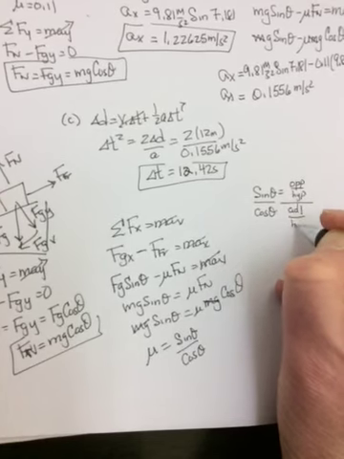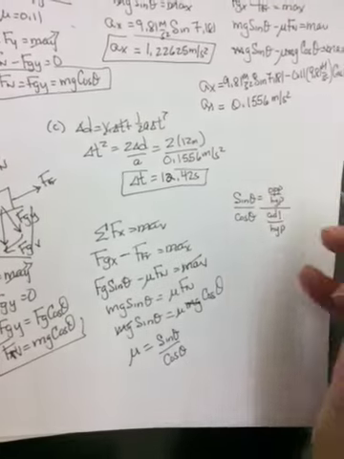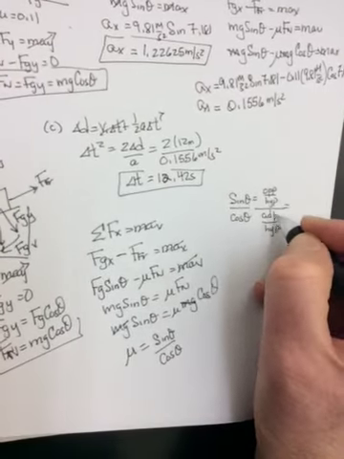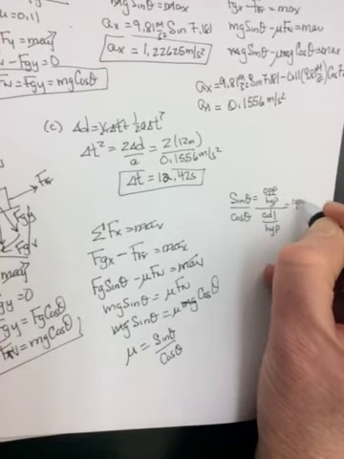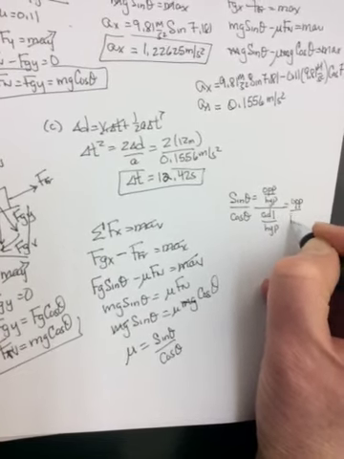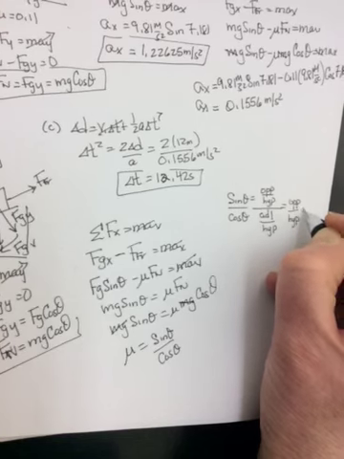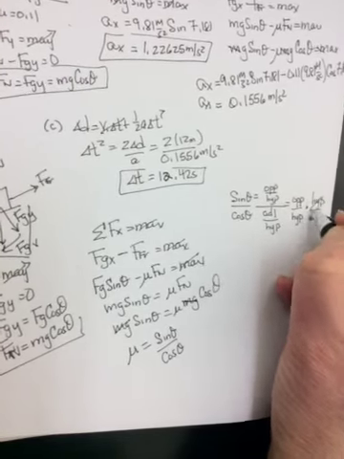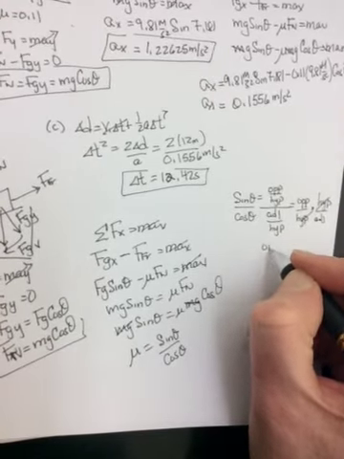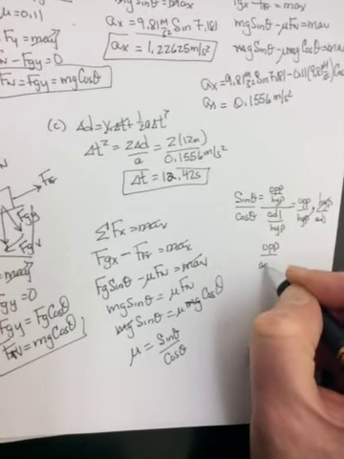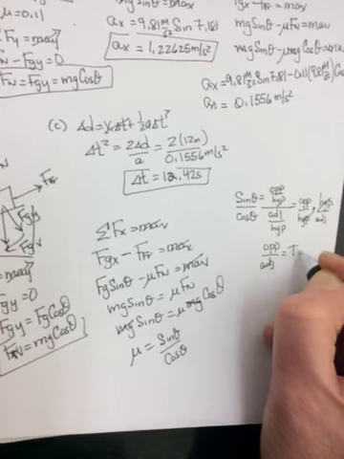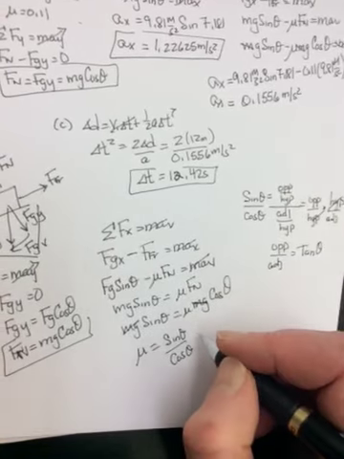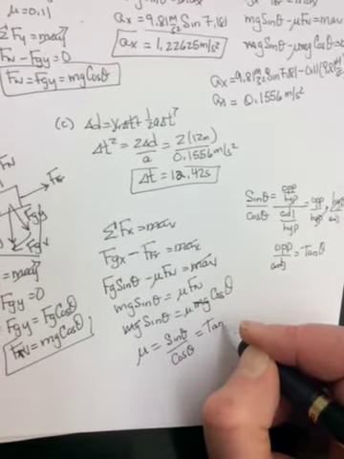So if you divide opposite over hypotenuse by adjacent over hypotenuse, dividing by a fraction is like flipping and multiplying, so it becomes opposite over hypotenuse times hypotenuse over adjacent. The hypotenuses cancel, and you're left with opposite over adjacent, which is tan. Sine theta over cos theta is tan theta.